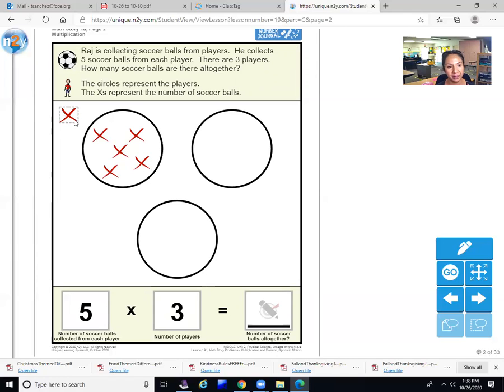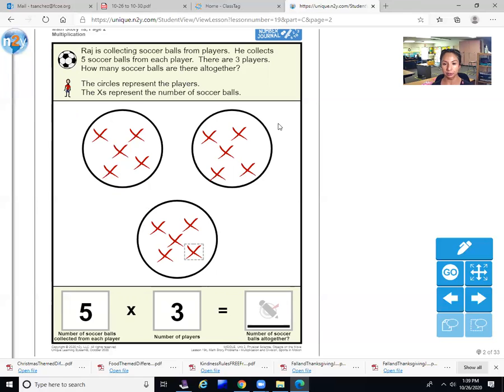So we're going to move 5 here. 1, 2, 3, 4, 5. So this player has 5 soccer balls also. And then the last circle, how many X's or soccer balls are we going to move to that circle? 5, the same amount. So there's 1, 2, 3, 4, and 5. Okay, no more X's, so we know we got them all.